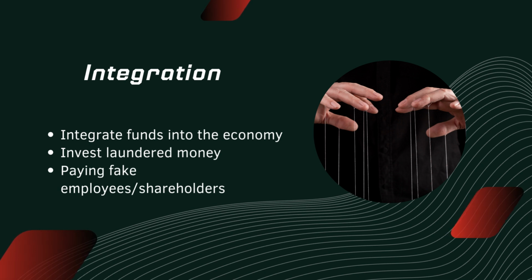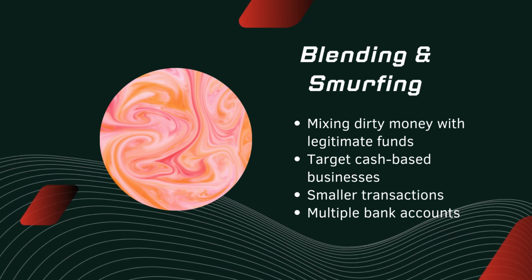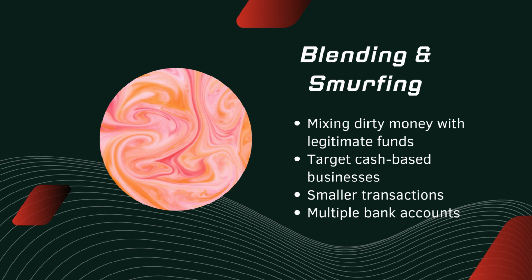Now we understand the stages of money laundering, let's explore some common techniques used by criminals in their illicit activities. The first technique is blending, where criminals mix dirty money with their legitimate earnings of a business. They often target cash-based businesses like car washes, betting shops, bars, and tanning salons. This term, money laundering, actually originated from criminals using laundrettes to hide the proceeds of their crimes.